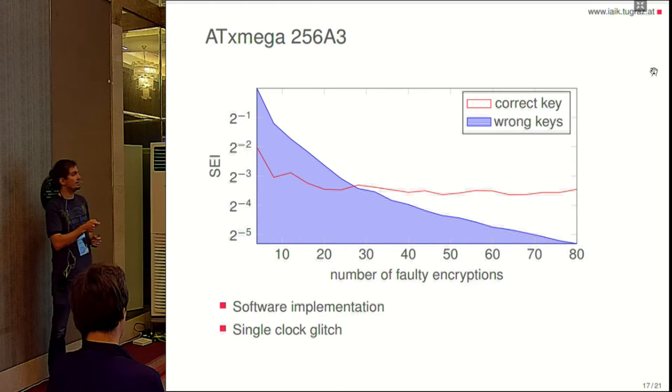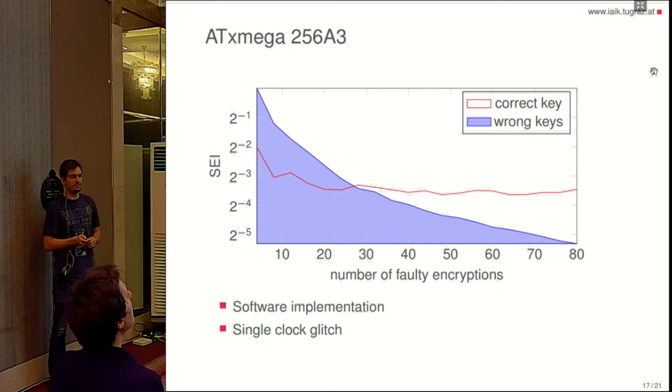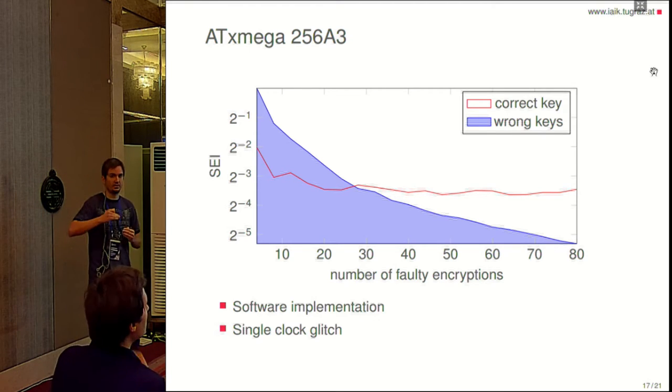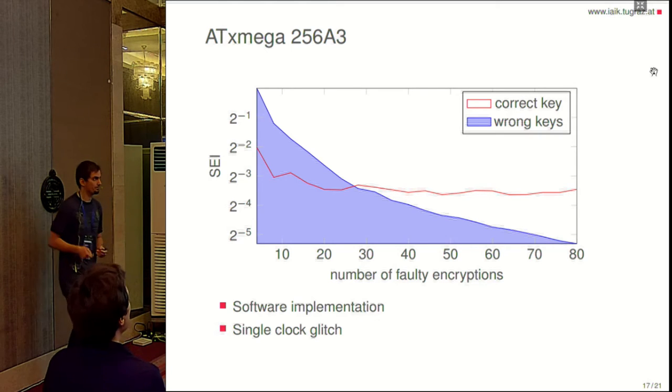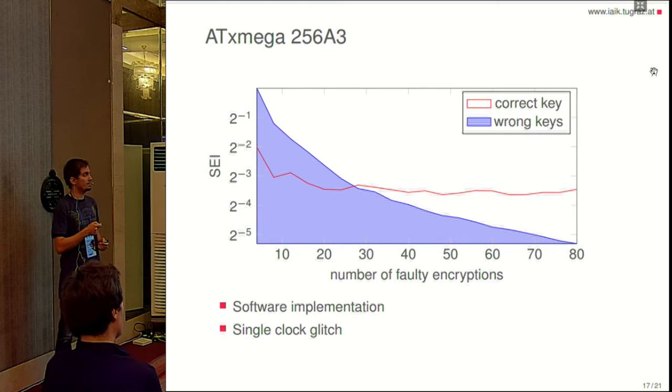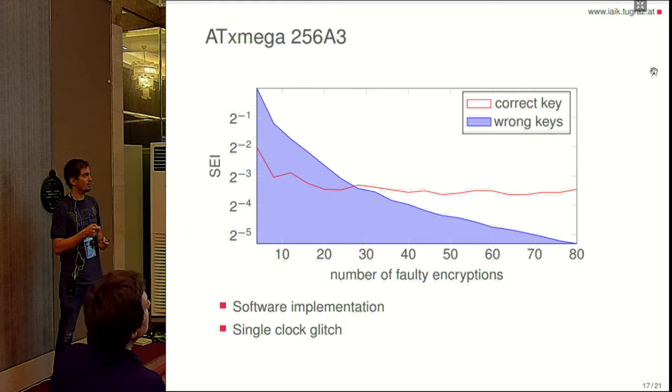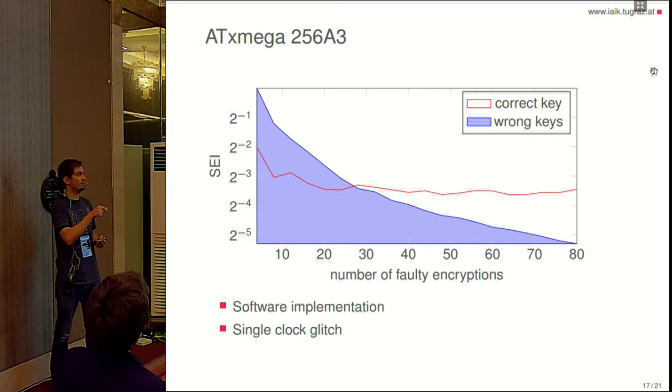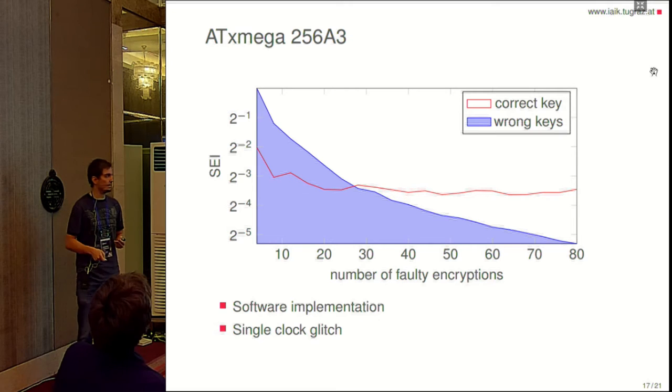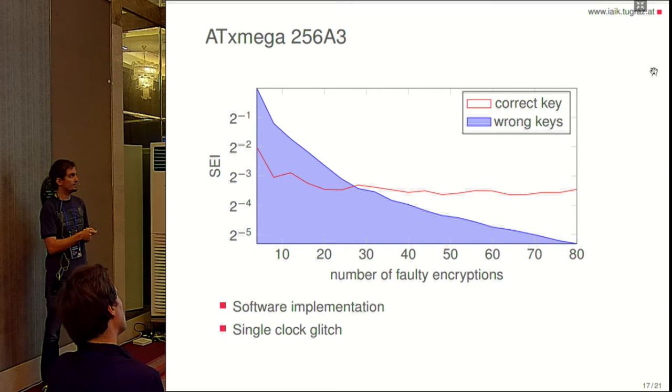What I've pictured here in the diagram is the squared Euclidean imbalance, which we have used as a measure for the non-uniformity of this byte. The red line shows the squared Euclidean imbalance which we get if we guess the correct key, and the blue line shows the highest value we get for any wrong key. So all wrong keys are in the blue area below here. What you can see in this diagram is that we need about 30, 40 ciphertexts to reliably distinguish the correct four keypads from the wrong four keypads.